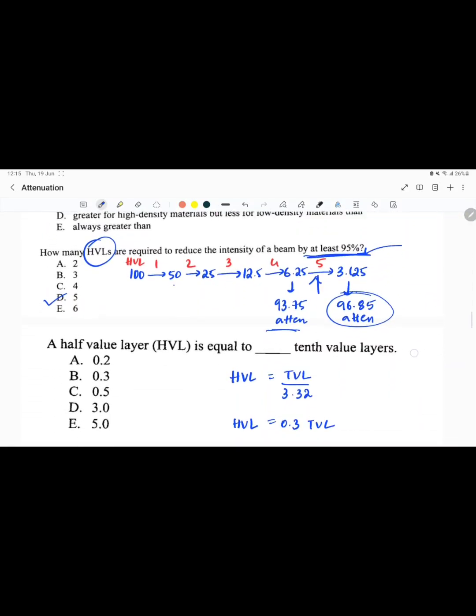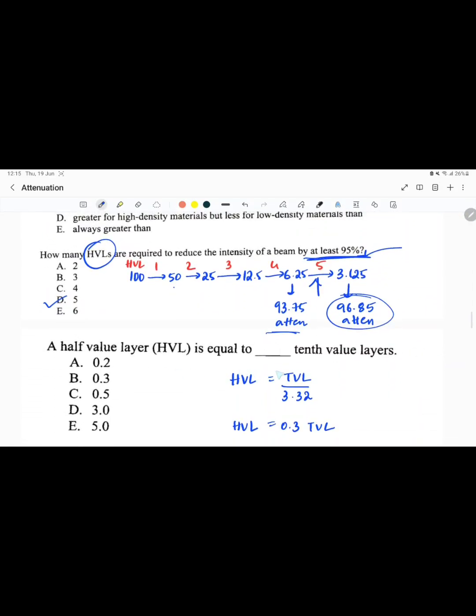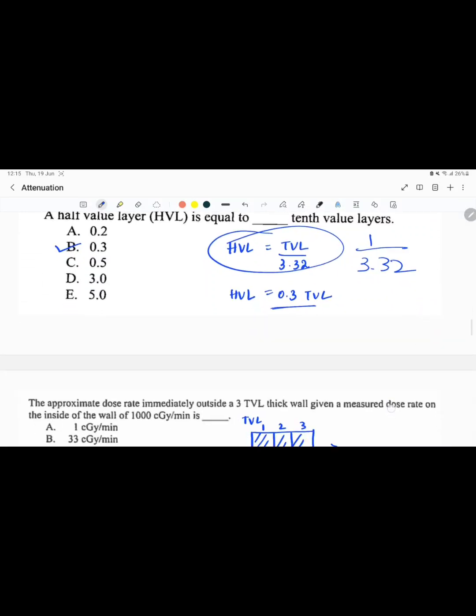The next question is, half value layer is equal to dash of 10 dash 10th value layers. This is the formula. So if you give 1 by 0.332, which gives us 0.3 HVLs. So the answer over here is 0.3.